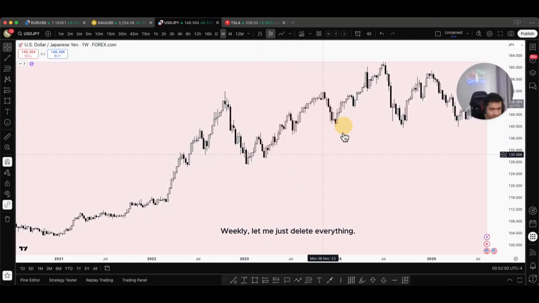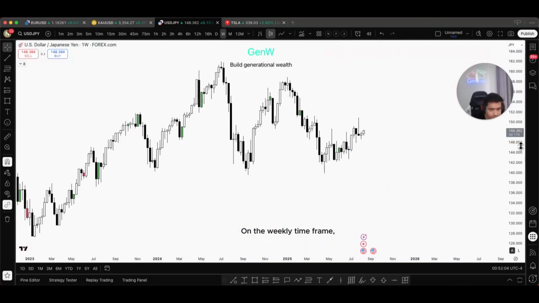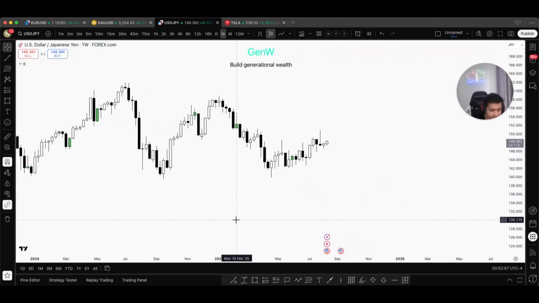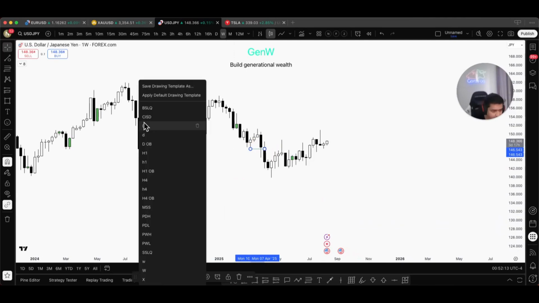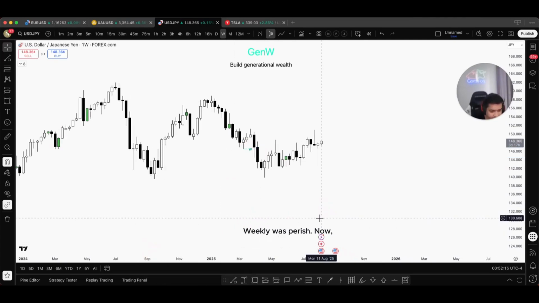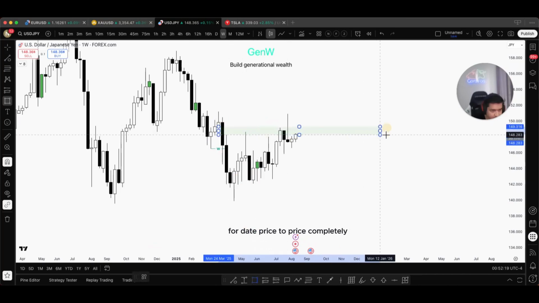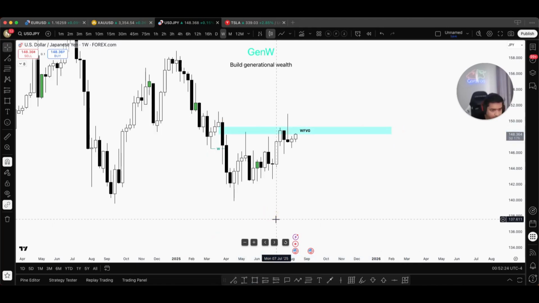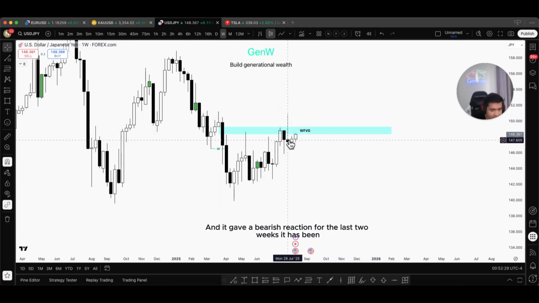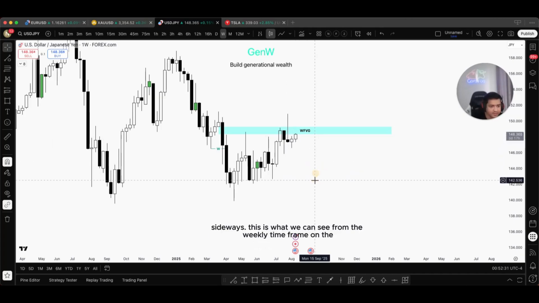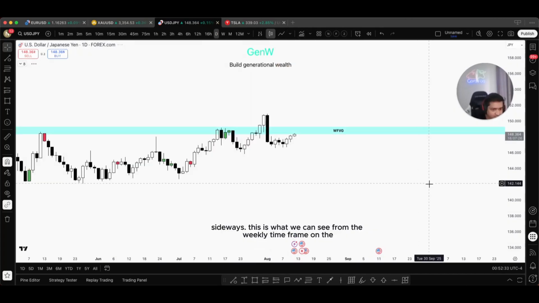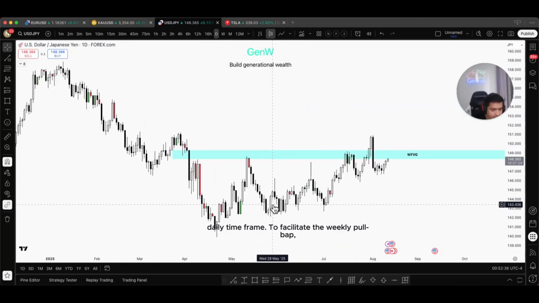Now let's do USDJPY. Let me just delete everything. On the weekly time frame, our most recent structure was this. Weekly was bearish. Now what did price do? Price completely balanced this weekly FVG. It came up, it balanced this FVG and it gave a bearish reaction, and for the last 2 weeks it has been sideways. This is what we can see from the weekly time frame.